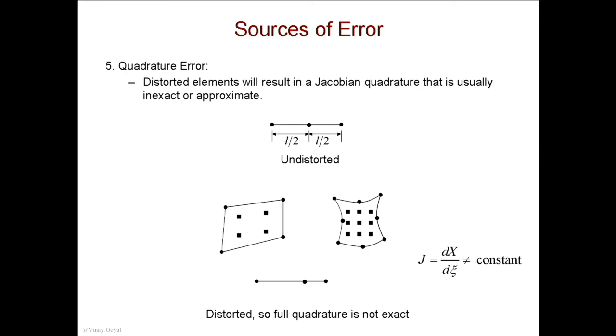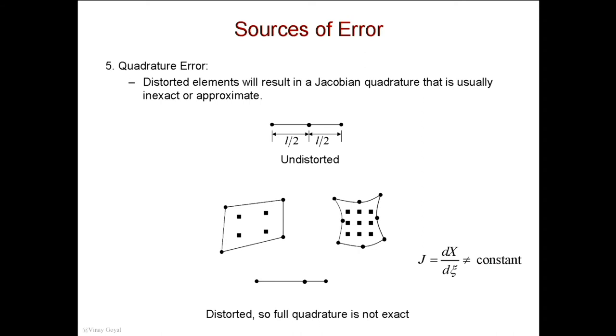Other cases are, for example, a quadrilateral here that is distorted because the angles are not 90 degrees. In a second order quadrilateral, if the midpoints of the edges are not in the center, that also can give you a Jacobian that's not exact, and will be approximate when you use quadrature rules. Another point I want to make is that if the edges are not straight, that's also going to give you a Jacobian that's approximate when you do the Gaussian quadrature, the integration schemes. Okay, are you guys following? Yes? So in these cases, you will have some error in the Jacobian calculation.